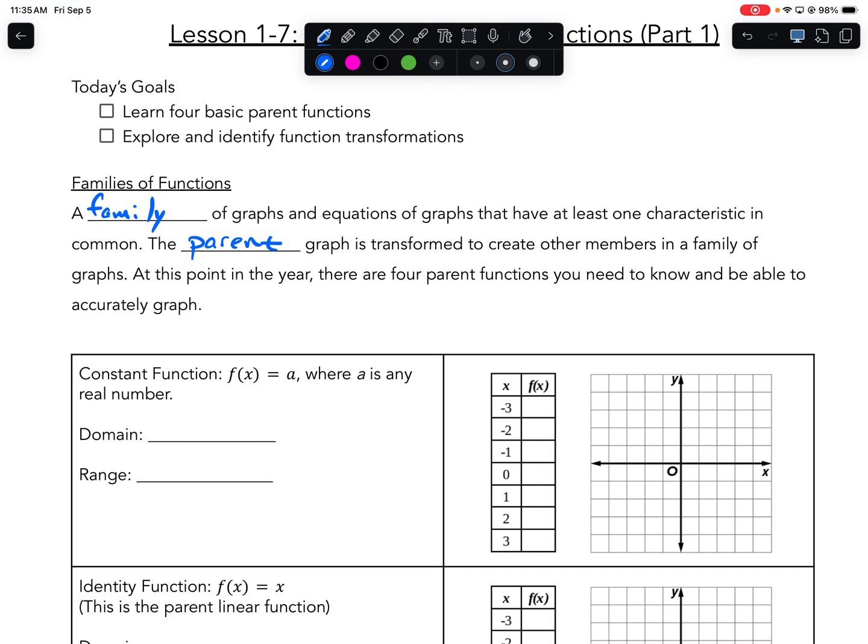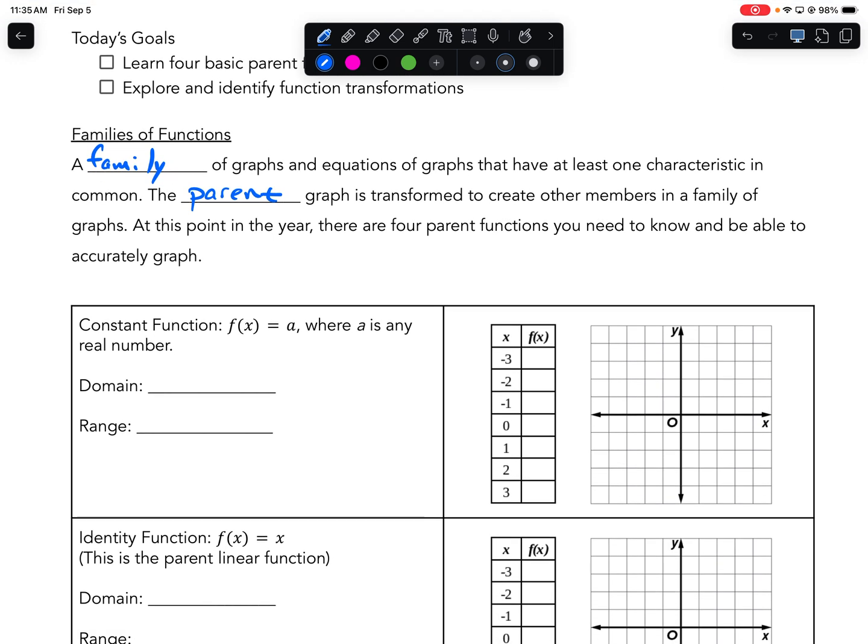So this first one here says f of x equals a, where a is any real number. So we're just going to make up a number, right? So where we plug it in, it's always that number. And I'm going to make f of x equals 1 to make up that number. So every single time the y value or f of x is 1. Every single time.